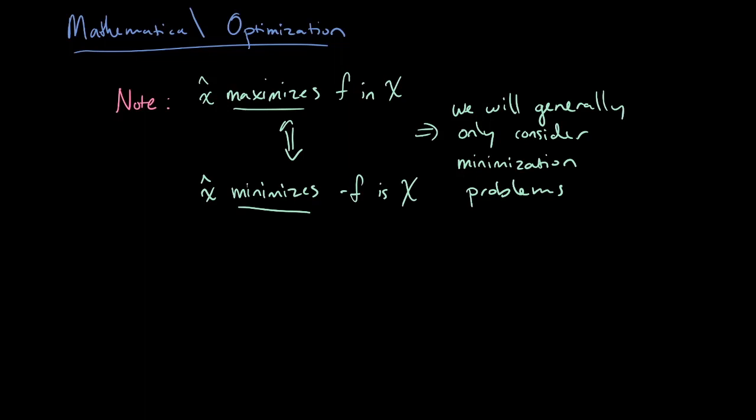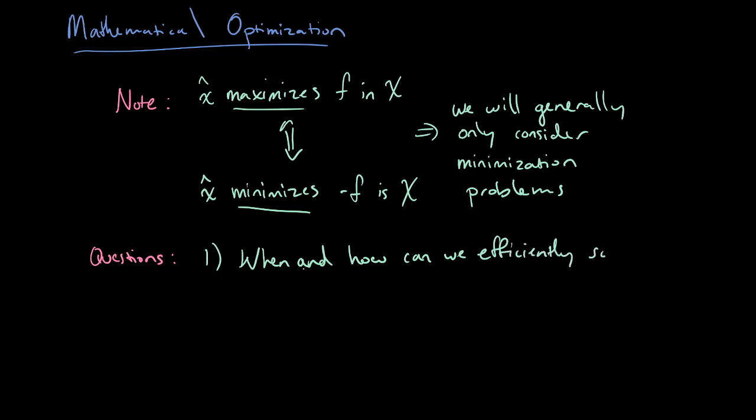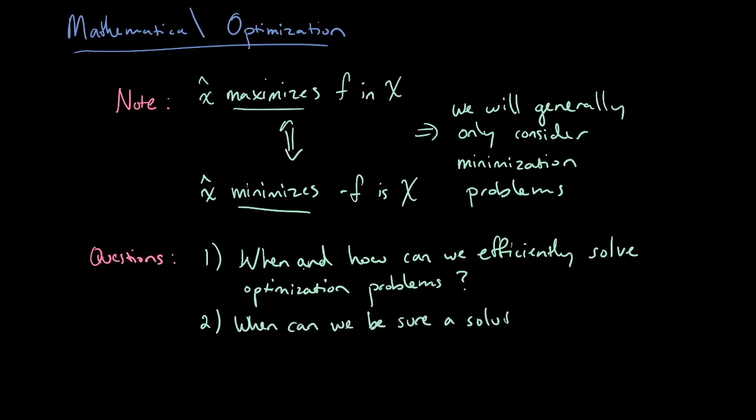In optimization, for our purposes in this class, the big question is, given an optimization problem, when and how can we efficiently solve it? This is really where we're going to spend most of our time, but it's somewhat putting the cart before the horse, because a second question we could ask is, how do we know that a solution even exists? There are going to be optimization problems that we just can't solve. If the objective function is unbounded from below, then there is no minimum.